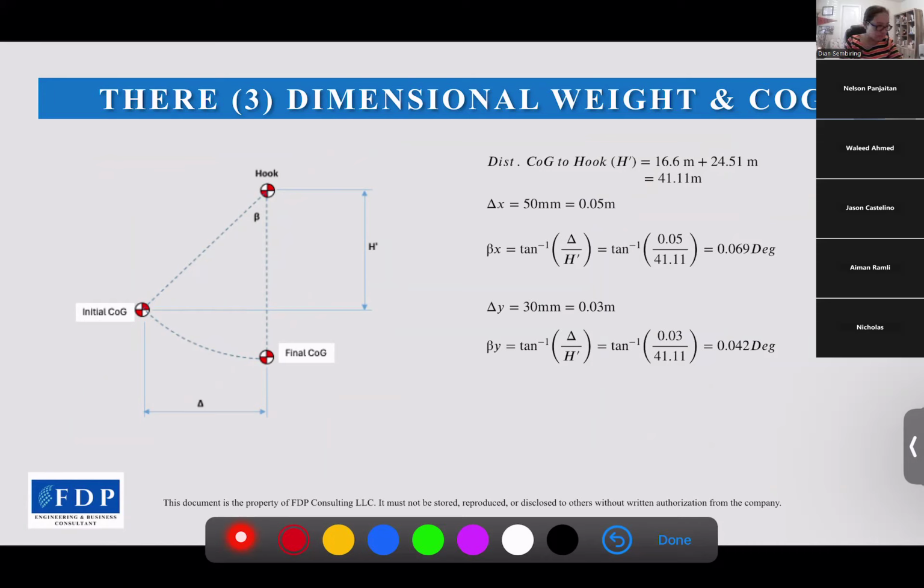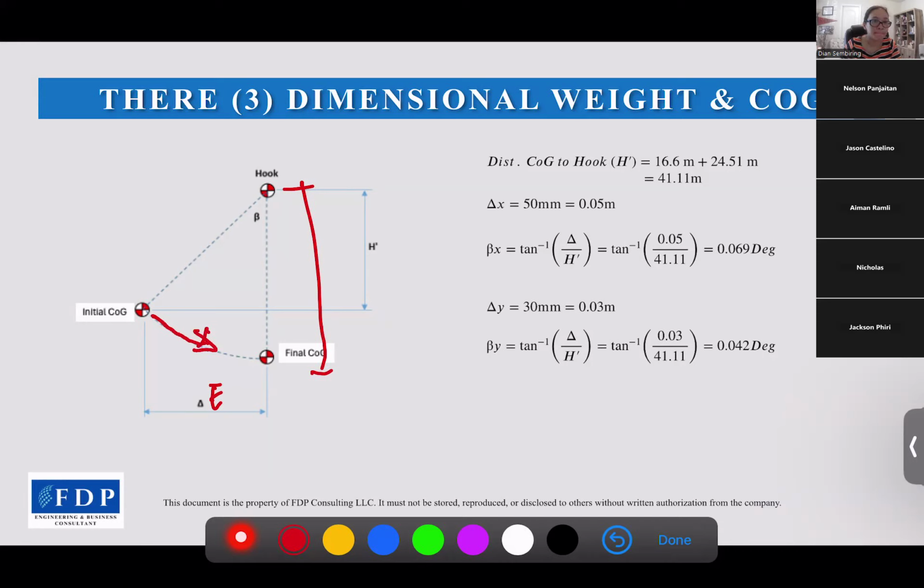In this case, we have eccentricity here, and the hook is shifted from the original COG. This is the initial COG, and the structure will be tilted until the COG moves exactly in line with the hook here. So this initial COG will be moved to the final COG. To find the angle, we can easily use trigonometry here.